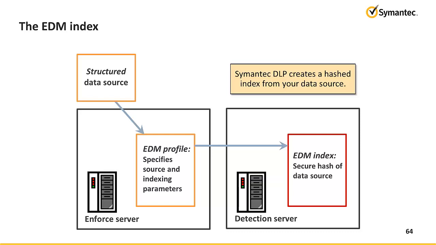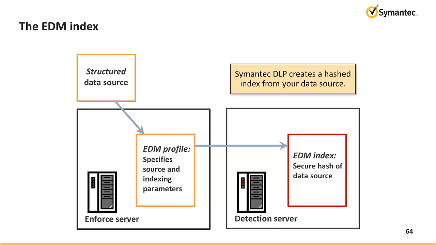Before an index can be created, an EDM profile must first be configured on the Enforce server. The profile specifies the data source, the indexing parameters, and the indexing schedule. Once you have created the EDM profile, you index the data source and configure one or more detection rules to use the profile and detect exact content matches. Using the EDM index, Symantec DLP can detect exact data in either structured or unstructured formats. For instance, confidential data in the body of emails, email attachments, or files residing in repositories or being copied from an endpoint computer.